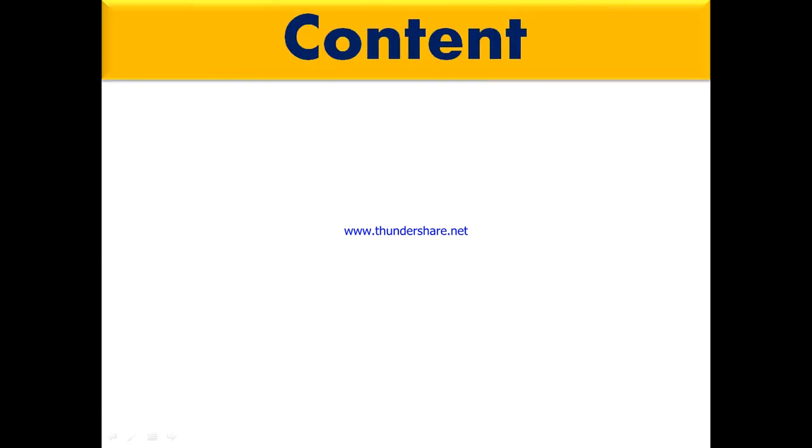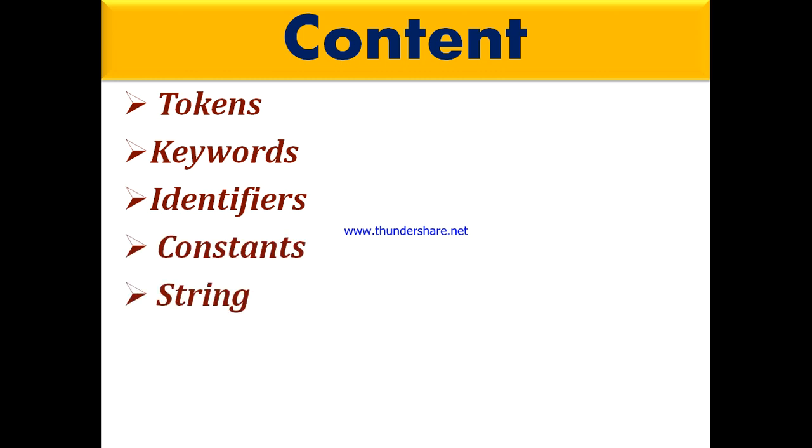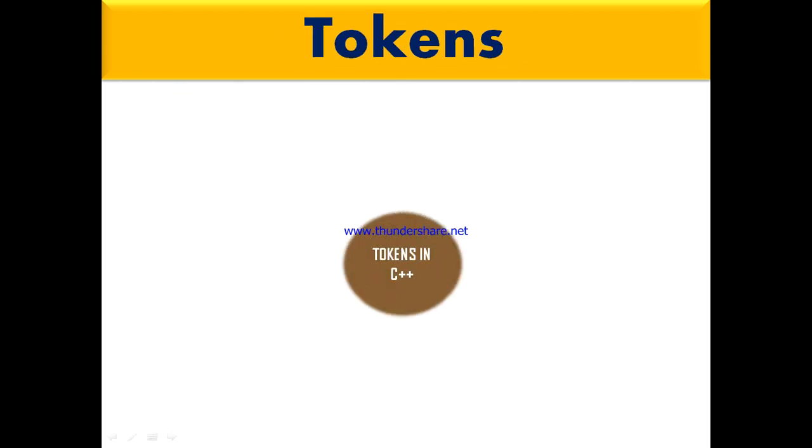In our last video lecture, we discussed tokens. We defined the tokens and their types. In this video lecture, the contents are: we will discuss keywords, identifiers, constants, strings, variables, and operators. So let us recall what a token is. Tokens are the smallest individual elements of a C++ program.